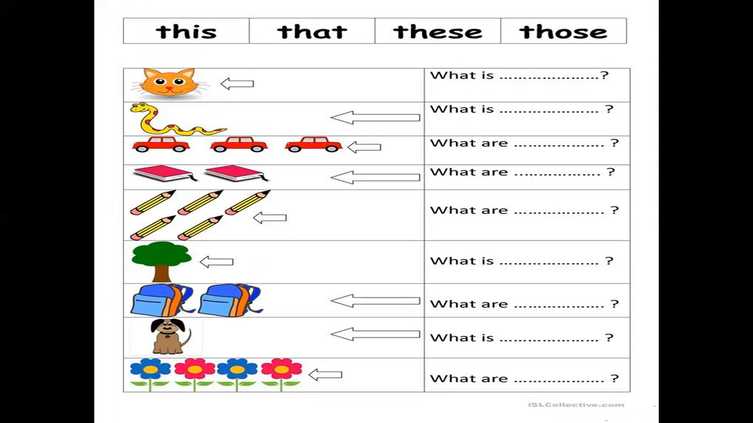Okay. What is the first answer? Yes. What is this? Look at the second one. Yes, there is a snake. So you have to use what is that, because the snake is far from us. So what is that? Look at the third picture. Yes, you can see there are three red cars. So what is the answer for the third question? What are these?